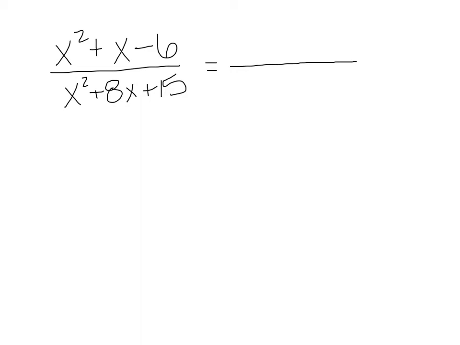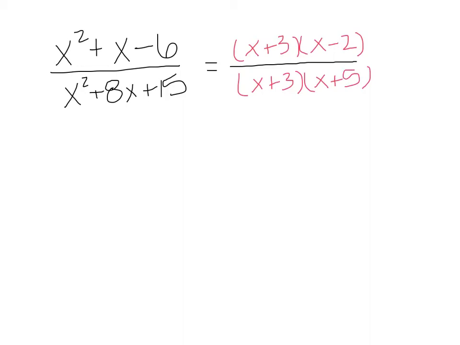If we're going to factor the numerator, we're looking for numbers that multiply to be negative 6 and add to be positive 1. So that works out to be x plus 3, and that works out to be x minus 2. Same thing for the denominator. Numbers that multiply to be 15 and add to be 8. Well, that would be x plus 3, and that would be x plus 5.